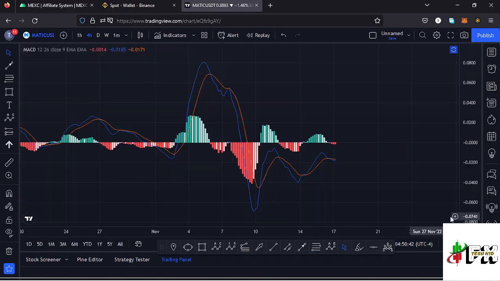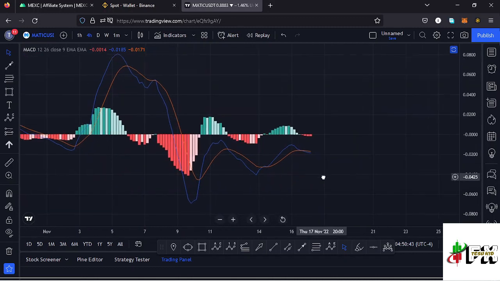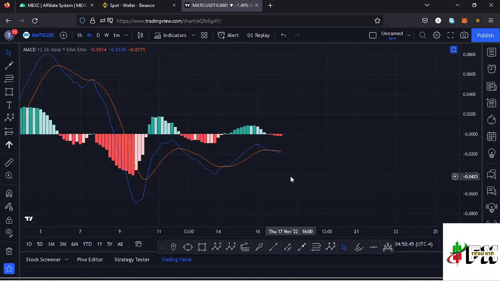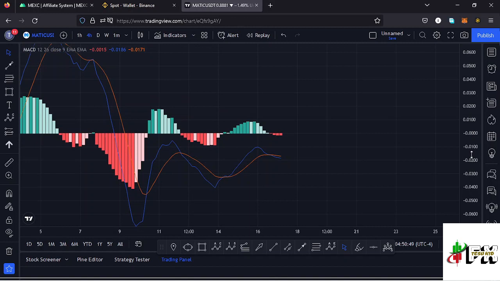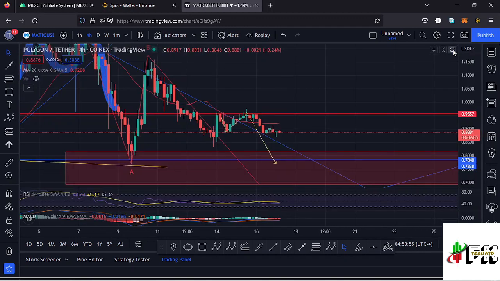Also, taking a look at the MACD, here on the MACD, you can see we have printed a bearish cross, and that would mean our prices are coming our way, and that might support the formation of that wave C and also complete the formation of a higher Elliot wave count 2. And that's the update for Polygon Matic.